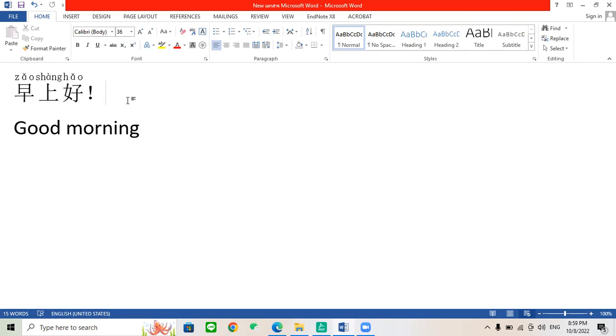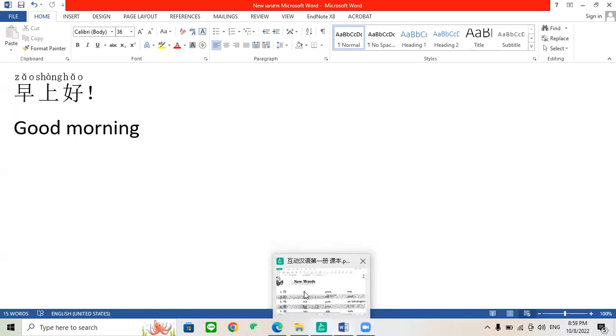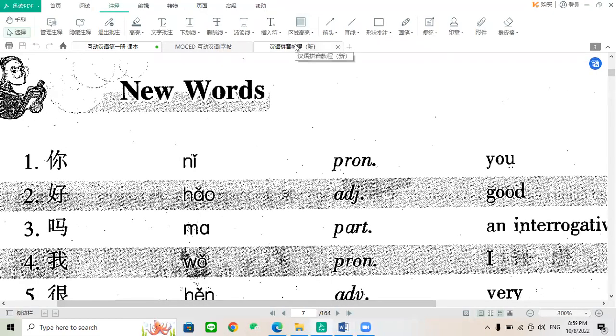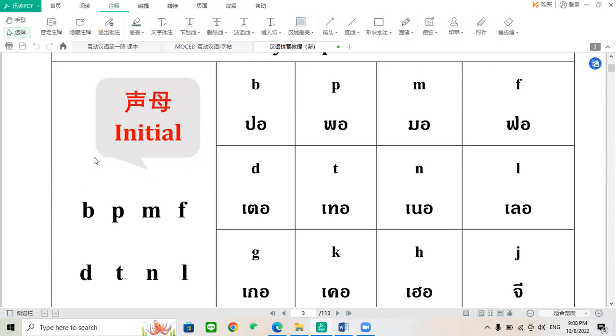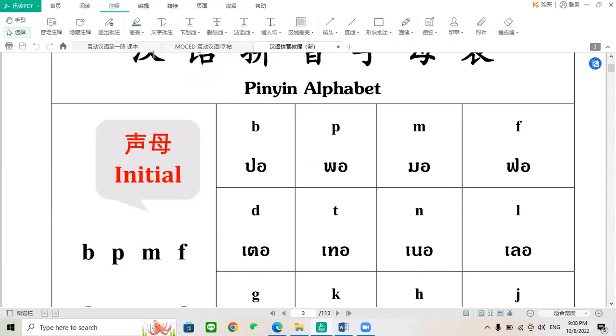Okay. So today, before we start the class, we are going to review about the pinyin. All right. So I will let you read all of them. We will start from initial. So let me check your pronunciation. Okay. So let's do it from this one. Wait a minute, please. Okay. So first one.